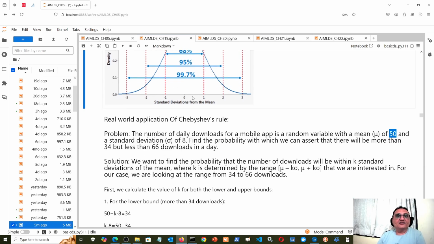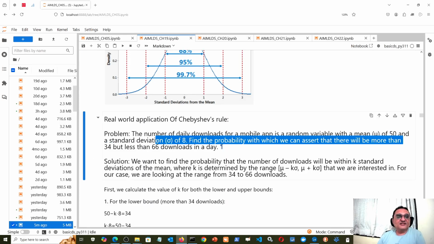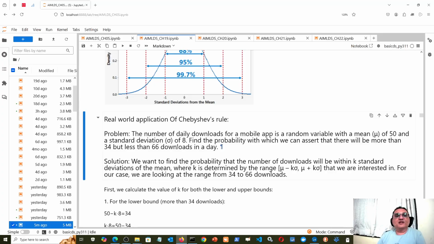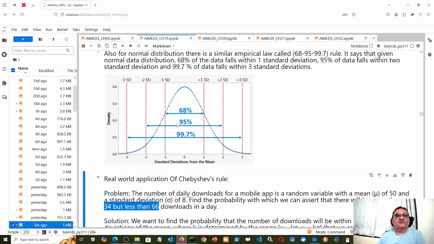So you are saying that the download will be between 34 and 66. That much I can say with a probability of at least 75%.